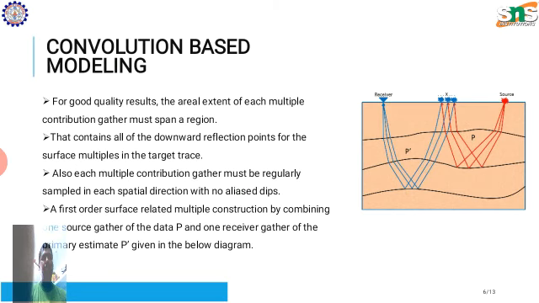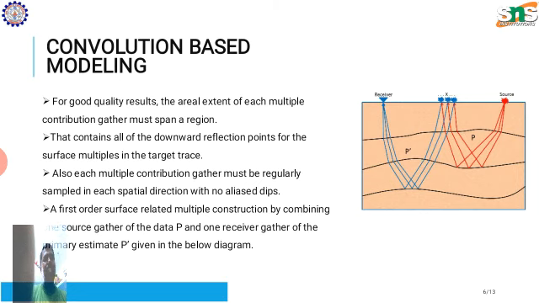Convolution based modeling. See the diagram also. The receiver, the source and the waveform are given in the diagram. In this approach, for every shot receiver pair, a model trace is predicted by convolving the common shot gather related to the given shot point with the common receiver gather related to the given receiver point in the diagram.